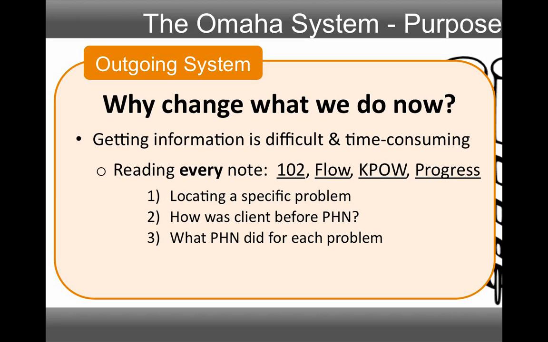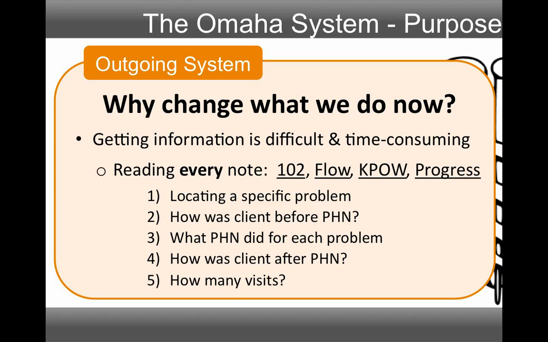The most important thing to find out in these charts is how the client was after the PHN intervention. Did they improve? And also, how many visits it took for that client to improve. So as you can see with all this, it's a pretty tough task just to get the information needed in order to prove that our interventions are doing all this good for our clients. We need a way to get hard numbers and these specifics that say that what we do helps our clients.